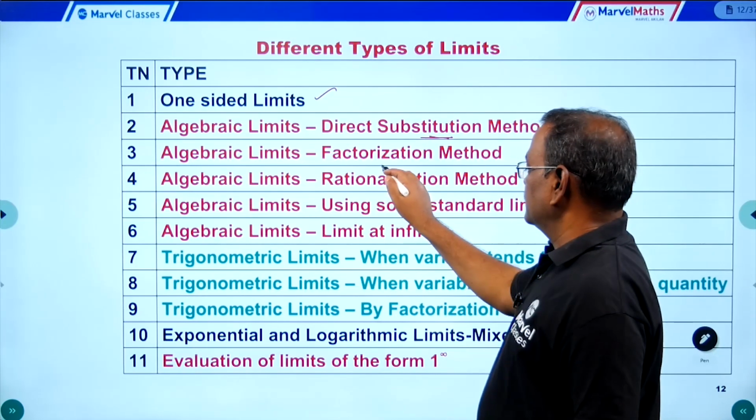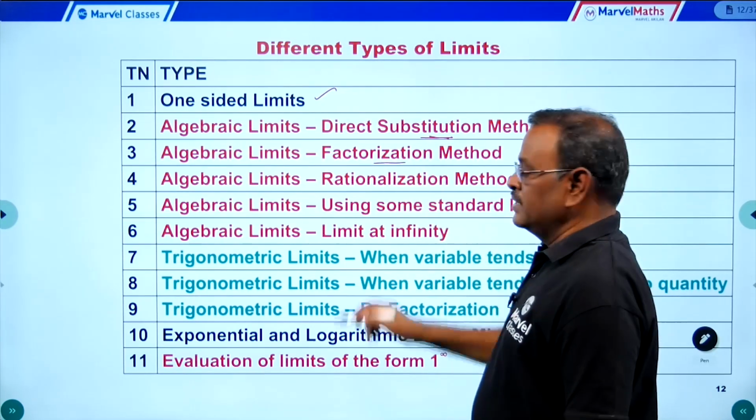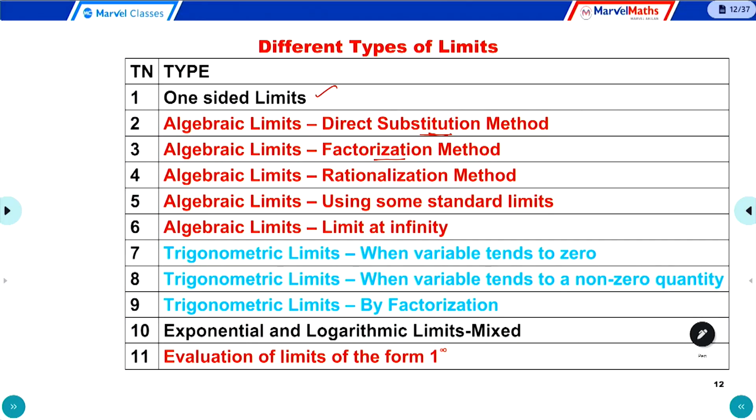And third one, algebraic limit by using factorization method. And fourth one, algebraic limit by rationalization method. And fifth one, algebraic limit using some standard limits, that is formula. Limit x approaches 0, x power n minus a power n by x minus a, and limit at infinity. These are all under algebraic limit.